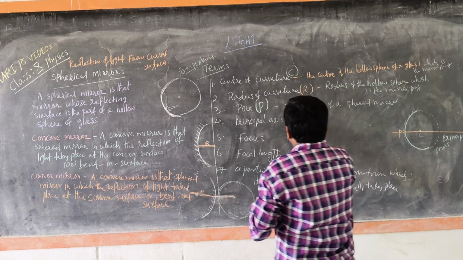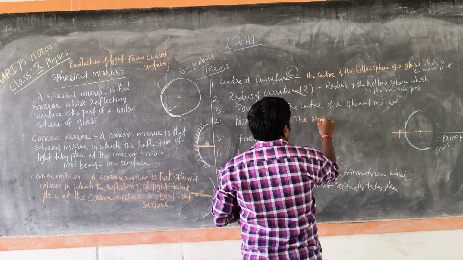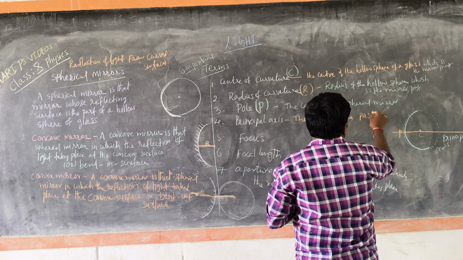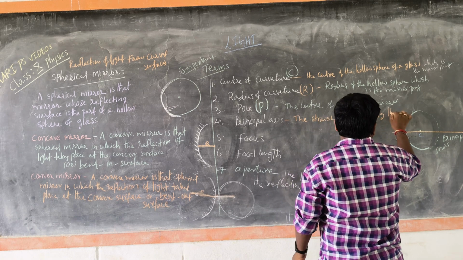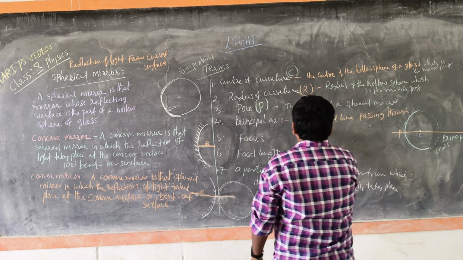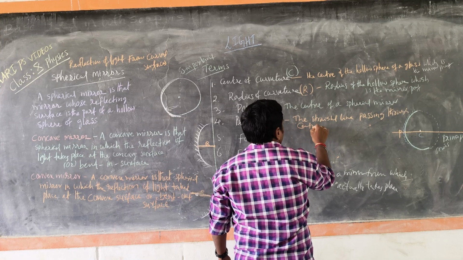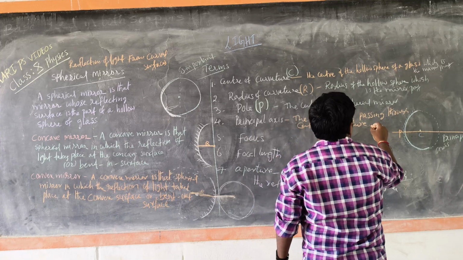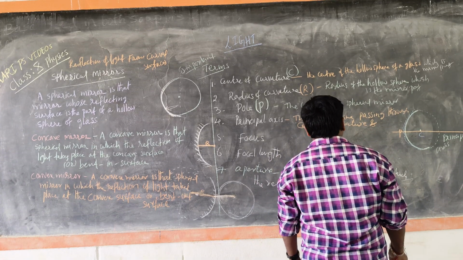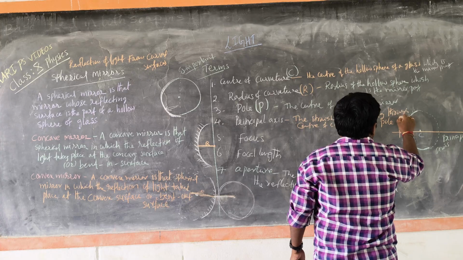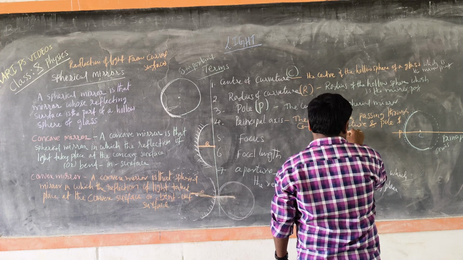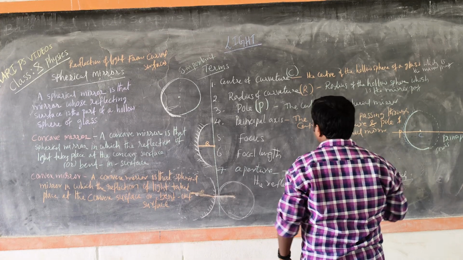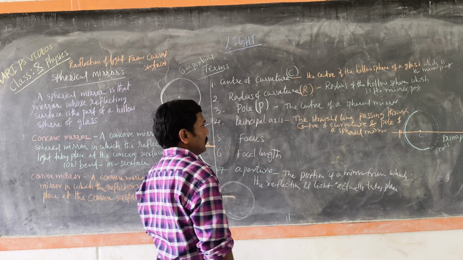So the straight line passing through the center of curvature and the pole of a spherical mirror is called the principal axis.